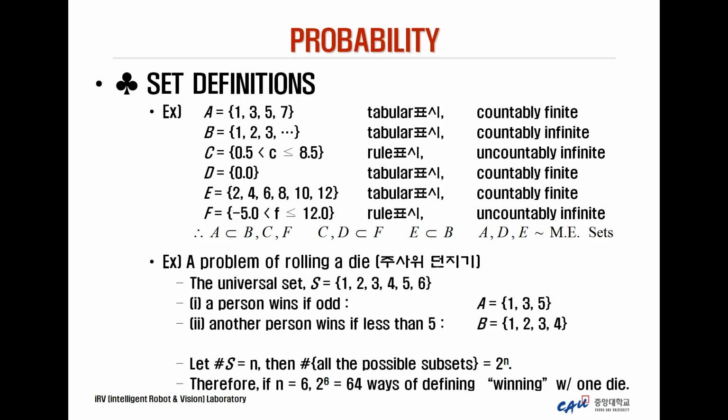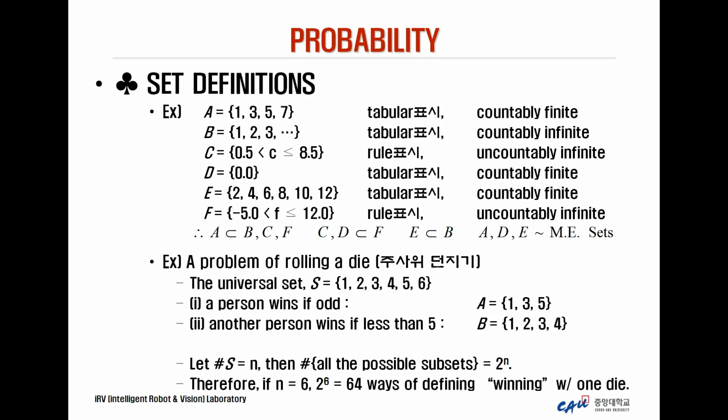So as a result, A is included properly in sets C and F. Sets C and D are included in set F, and the set E is included in set B. Sets A, D, and E are the mutually exclusive sets. They are all separated among A, D, and E.